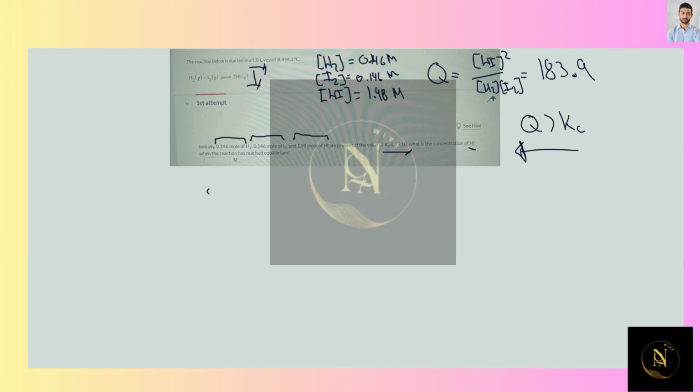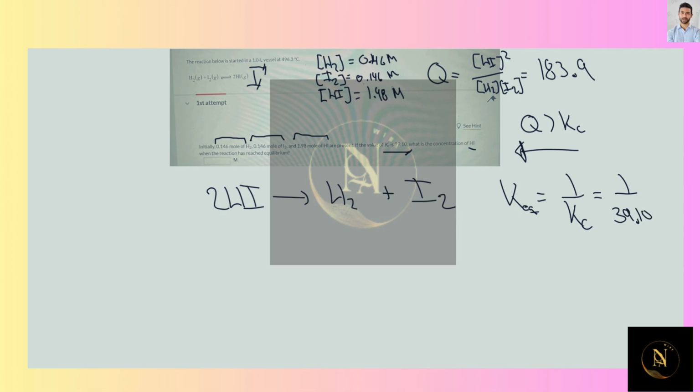With this, we can now write down the inverse reaction to generate our ice table, in which the equilibrium constant for this new equilibrium would be equal to 1 over the original one. So 1 over 39.1. So with this, we can now set up an ice table with the initial concentration that we have of each of the components. 1.98, 0.146, and 0.146.